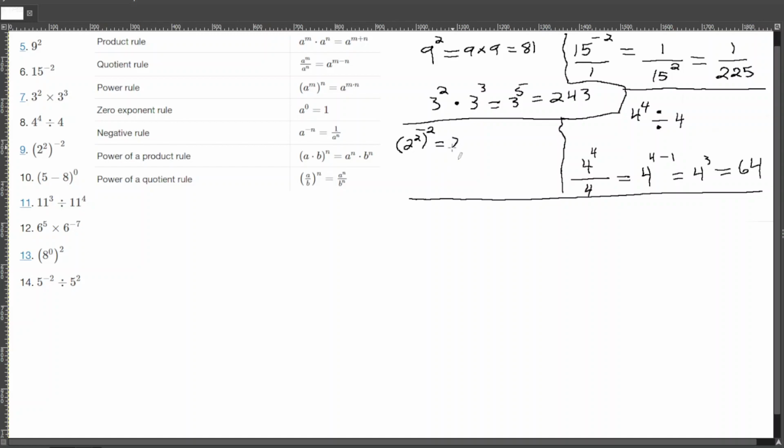So we have 2, right? And then it's multiply these powers, so it becomes 2 times negative 2. And yes, the integer rules still apply, so that'll be 2 to the negative 4, right? Now, according to the negative rule, we could say that's 1 over 2 to the 4th positive, right? And then what is that?